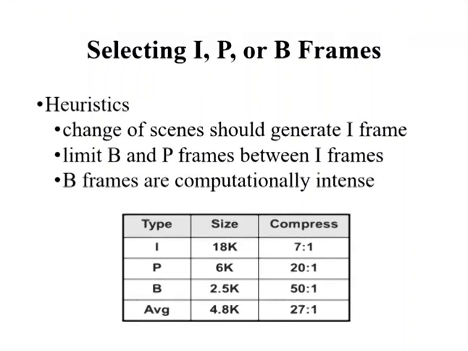Then how can we select the I, P or B frame? A change of scene should generate an I frame. Limit I and P frames between I frames, and B frames are computationally intense. If the type is an I frame, then the size of 18K is compressed at a 7:1 ratio. For a P frame, the size of 6K is compressed to a 20:1 ratio, and for a B frame, 2.5K size is compressed up to 15:1, and the average 4.8K size is compressed up to 27:1. This is the way we can select the I frames, B frames and P frames.